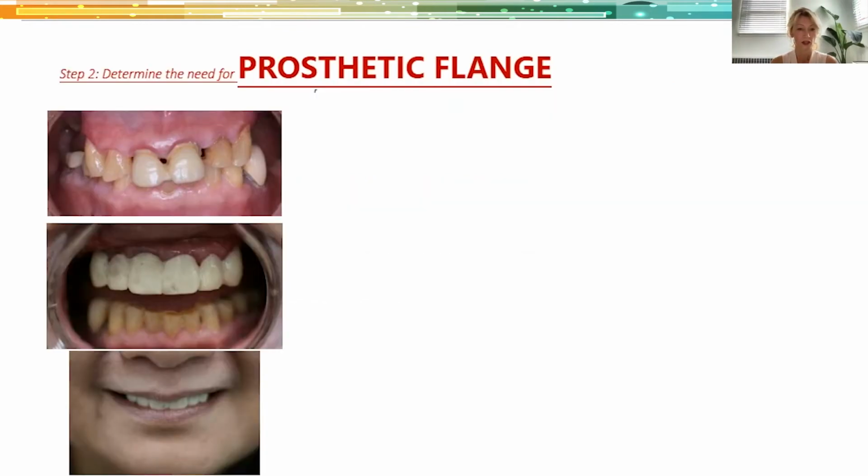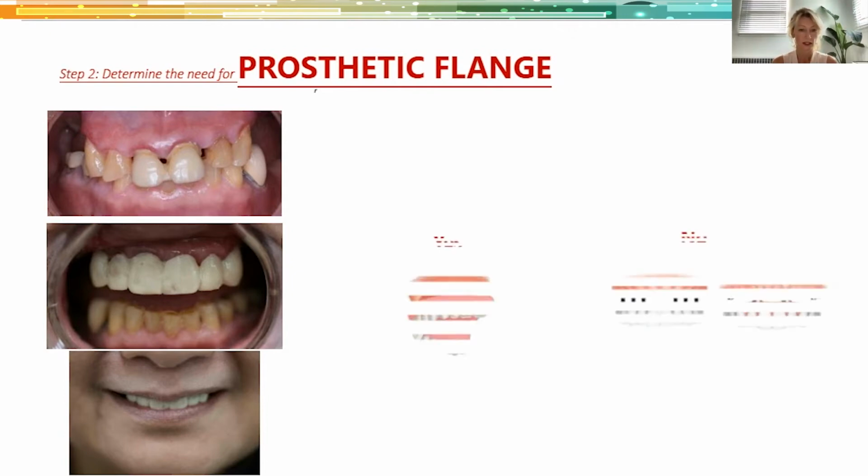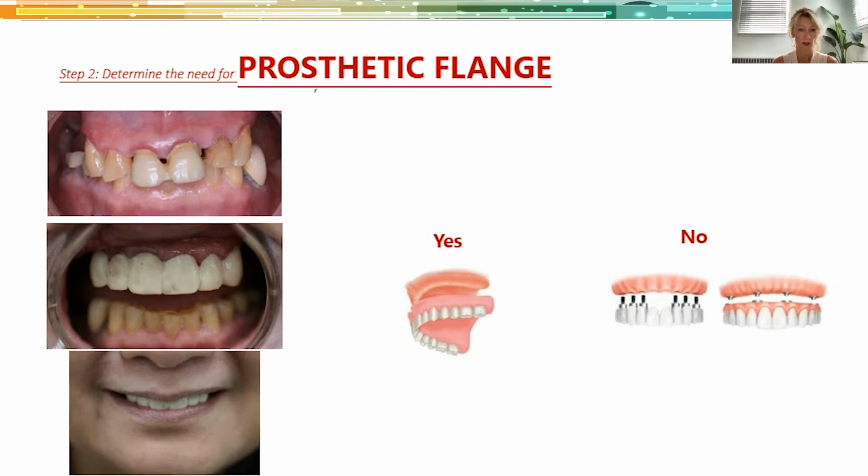Now for that patient, the prosthetic flange, the second step. Do we need a prosthetic flange for her? Considering she has good lip support, we don't need a prosthetic flange. So potentially she can go to fixed implant restoration.